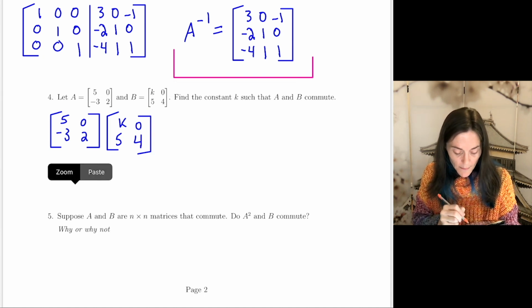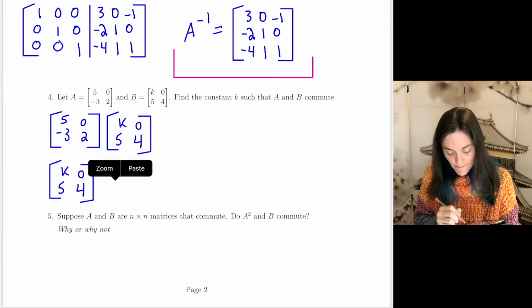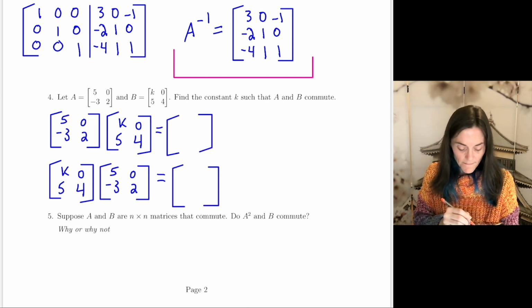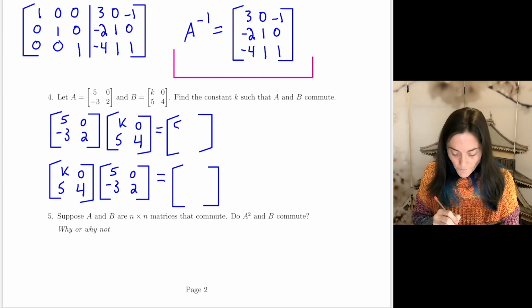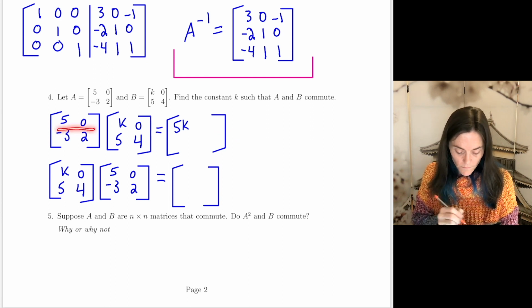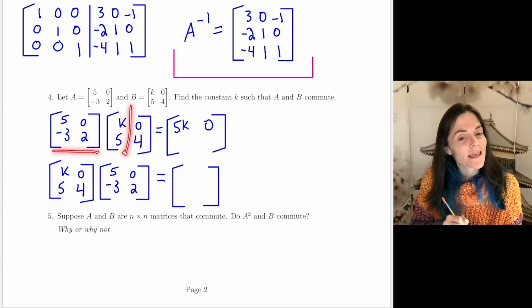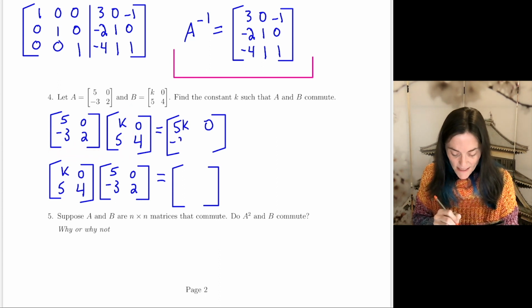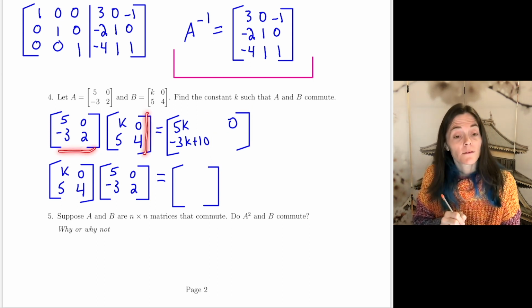So I want to multiply in both orders. You see, we get 5K. Zero. We have -3K plus 10. -3K plus 10. Let me scoot this over. And then the final entry, we have 8.